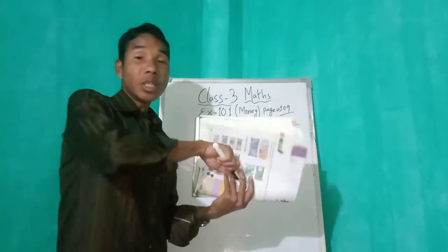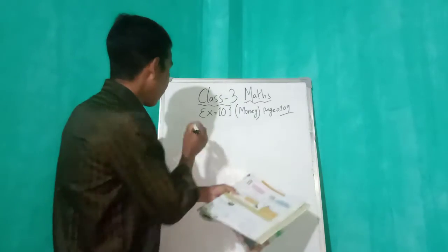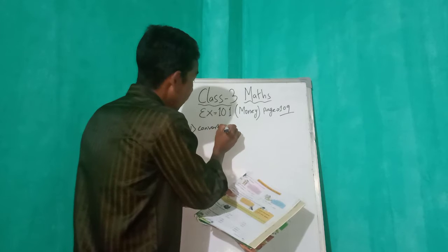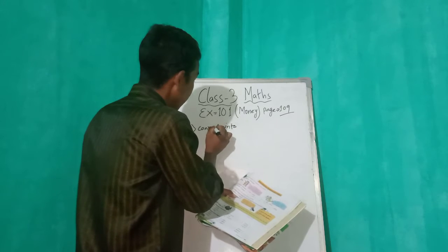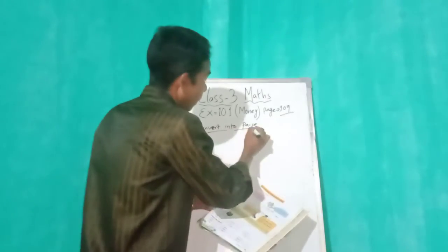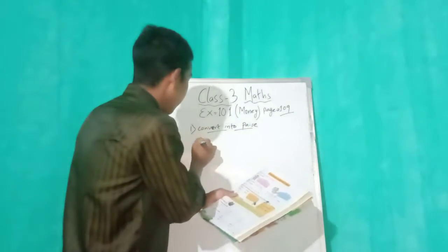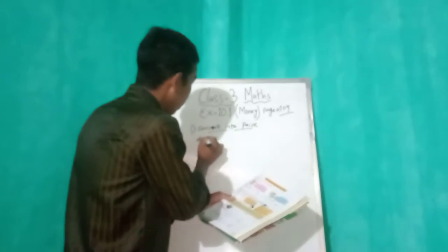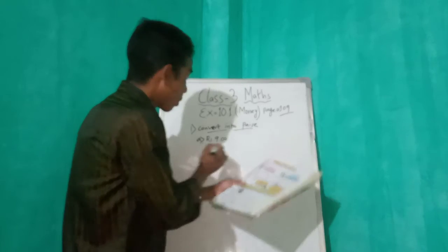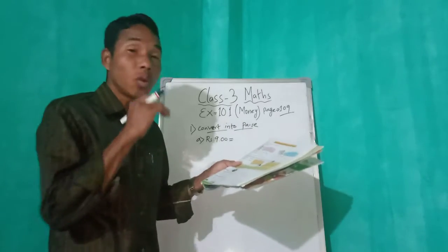Number 1, convert into paise. Convert into paise. So number A, it is given here. How much? Rupees 9. So how will we convert this one? We have to convert into paise.